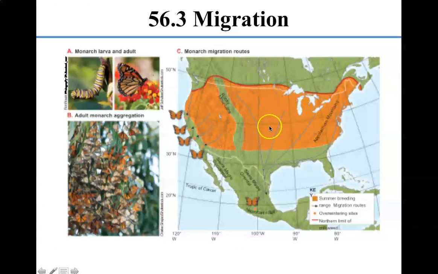So pretty much all of North America. And actually there's two populations. There's a western population and an eastern population. So the Rocky Mountains divide the two populations. In the winter, the western population migrates to California to overwinter, and the eastern population migrates to Mexico, and they live in these certain sections of the forest where there's billions and billions of them overwintering on trees.